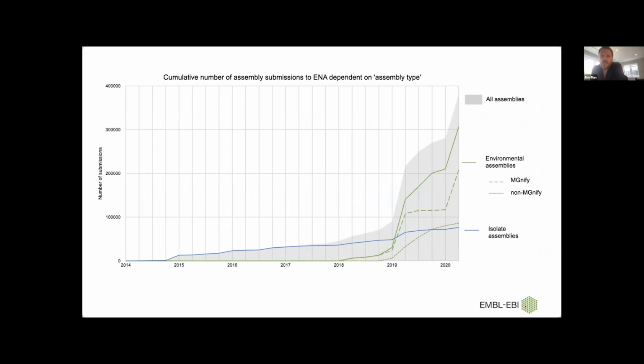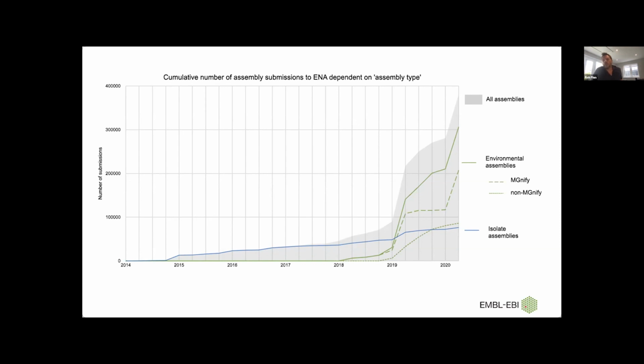So here is a slide looking at the assemblies in the European Nucleotide Archive over time. The x-axis indicates the time and y is the number of submissions. The grey area looks at the totality of all assemblies in the European Nucleotide Archive. The blue line represents those that have just come from traditional isolate genomes. And what it actually looks like is that's flat, where we know that's previously been going exponentially.